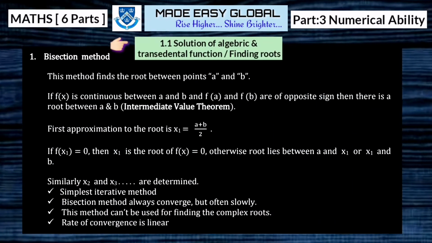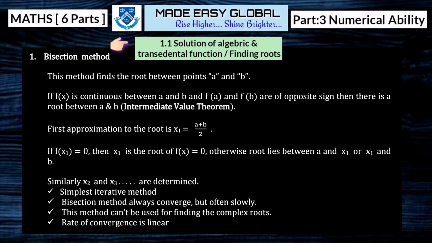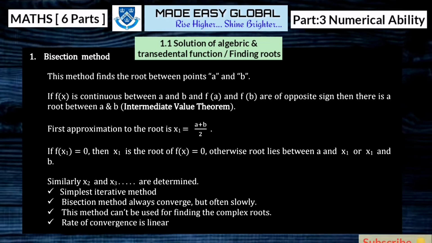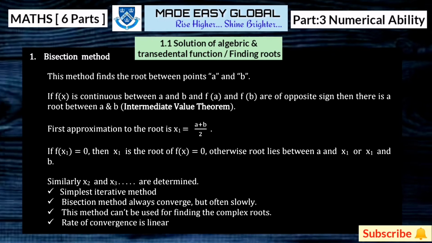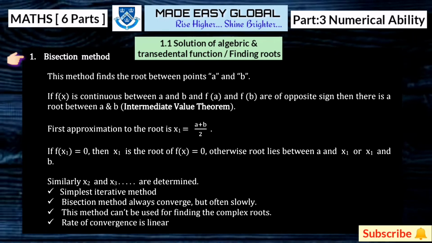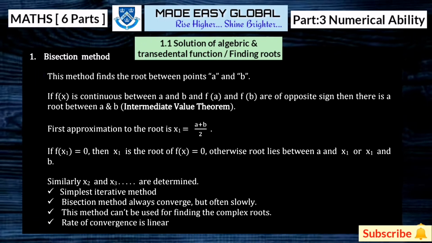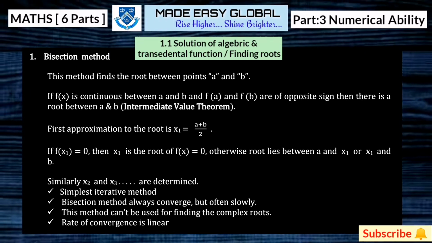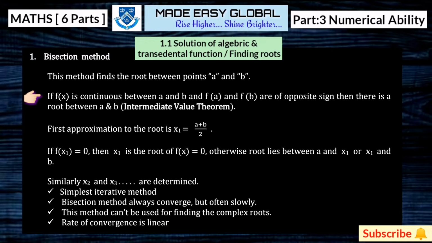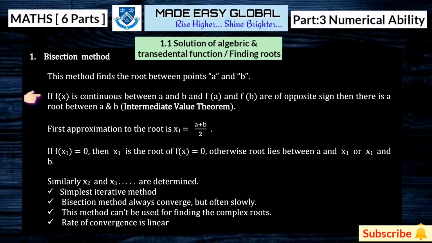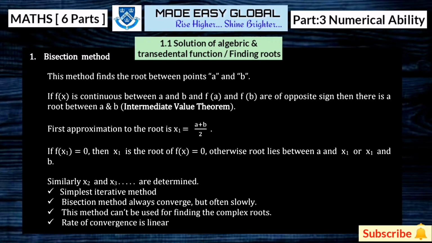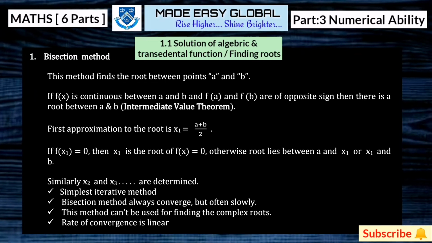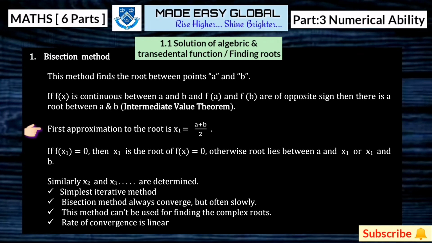The first topic is the solution of algebraic and transcendental equations, or you can say finding the roots. The first method is the bisection method. This method finds the root between points a and b. If f(x) is continuous between a and b, and f(a) and f(b) have opposite signs, then there is a root between a and b.